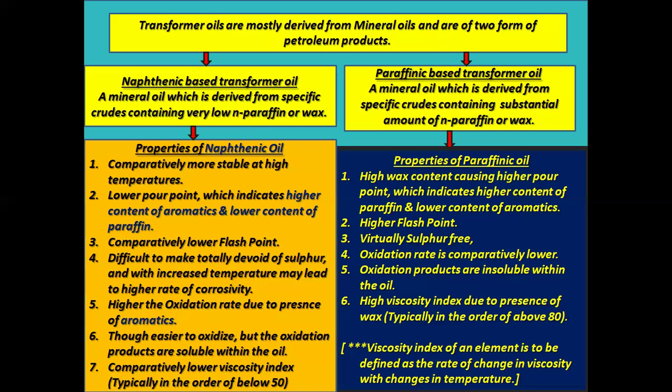Properties of naphthenic oil: one, comparatively more stable at high temperatures. Number two, lower pour point, which indicates higher content of aromatics and lower content of paraffins. Number three, comparatively lower flash point. Number four, difficult to make totally devoid of sulfur, and with increased temperature may lead to higher rate of corrosivity.